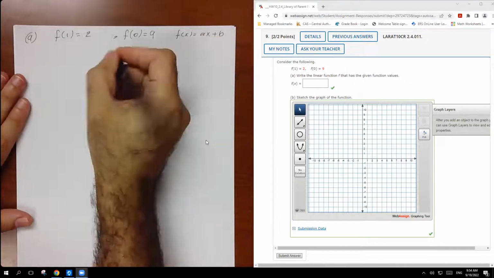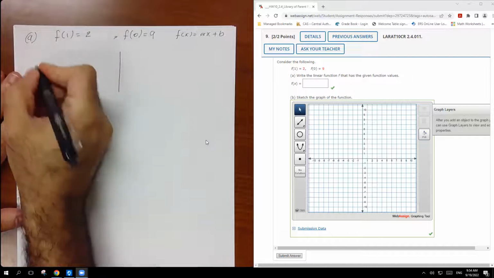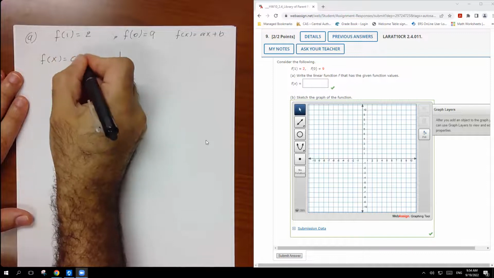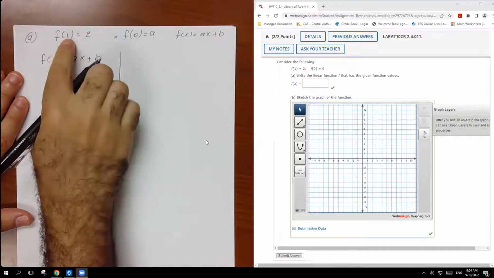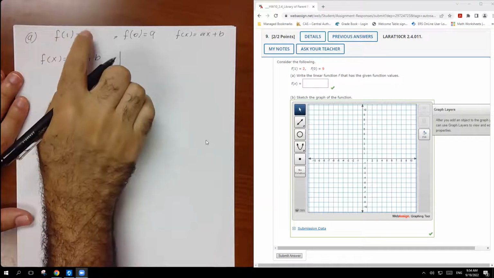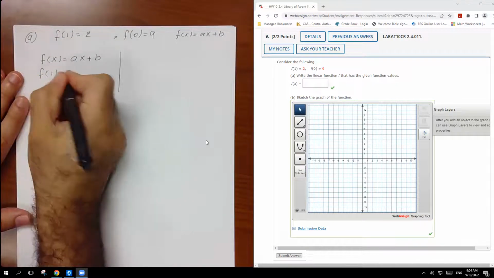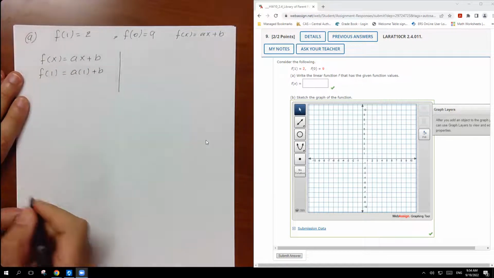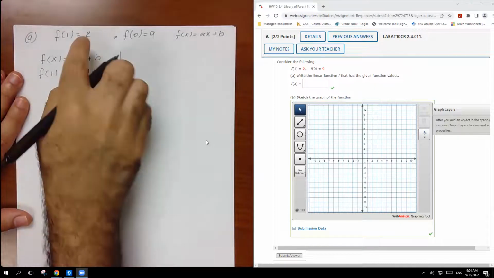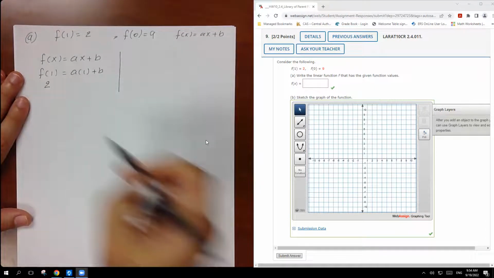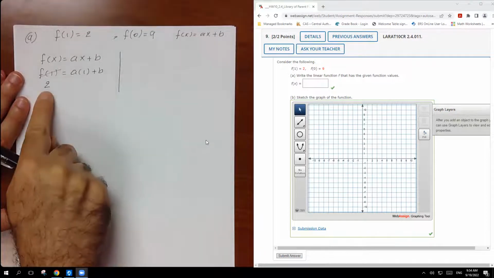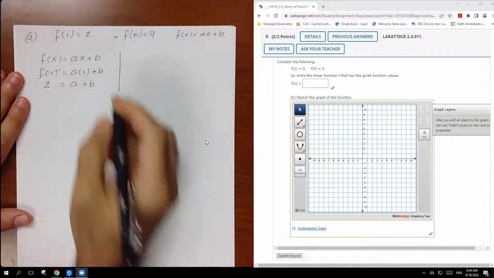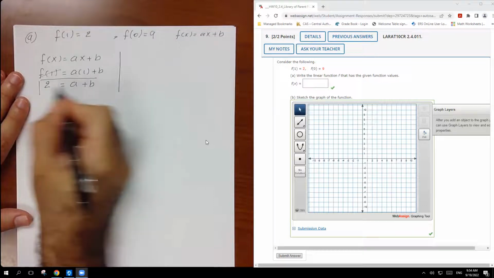So what I'm going to do, I'm going to use the first point. So I'm going to say f of x equal ax plus b. This is x, this is y. That means this is f of x. So f of 1 equal a times 1 plus b. So it's going to be f of 1 equal 2. So this is 2. I'm going to cancel the whole thing and write down 2 equal a times 1, which is going to be a plus b. So this is the first equation.